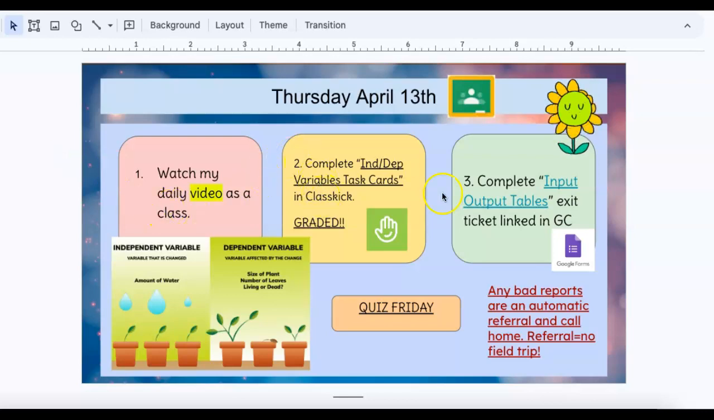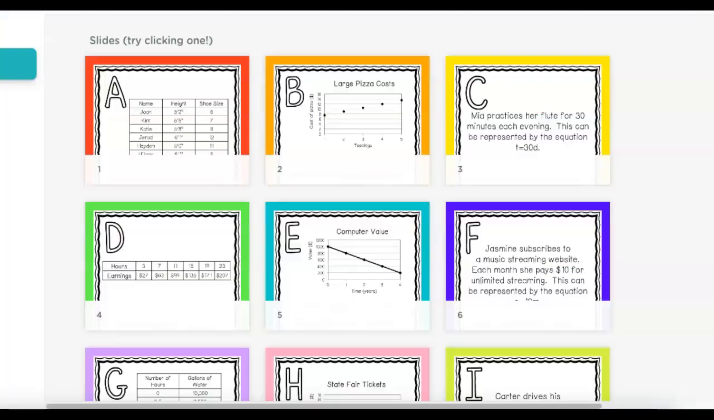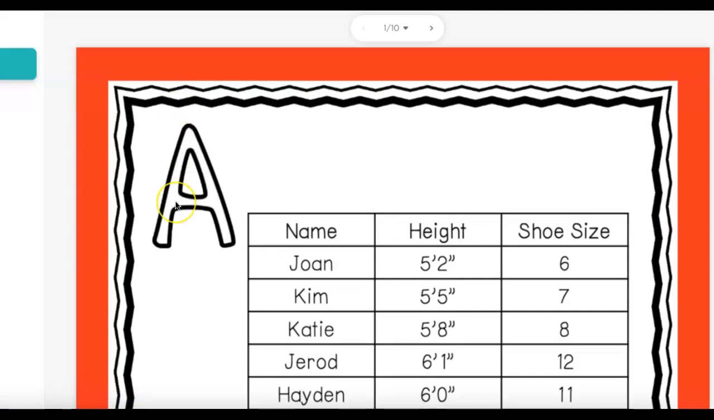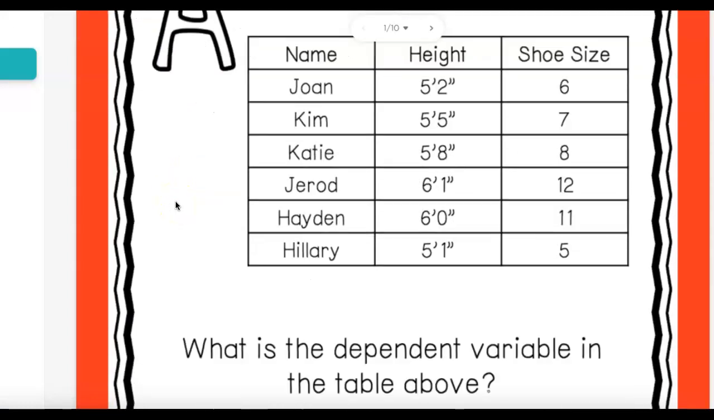Today you are reviewing for your quiz tomorrow by doing task cards and a class kick and input-output tables Google form exit ticket. So after watching this video, you are going to follow the link in Google Classroom under Thursday's work to go to the independent, dependent variables task cards. They look like this. Each one has either a graph, table, or word problem involving independent, dependent variables.